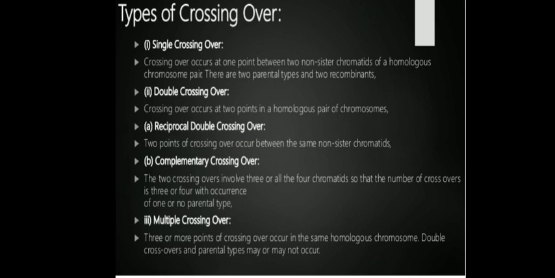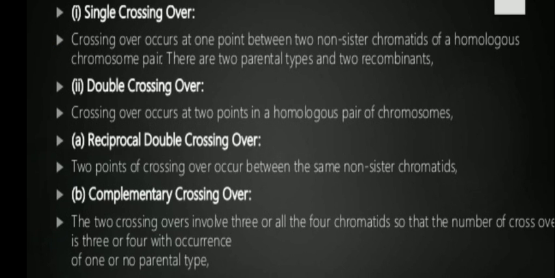Now there are different types of crossing over. There may be single crossing over, in which the crossing over occurs at one point between two non-sister chromatids of a homologous chromosome pair. Generally, if the crossing over occurs at only a single point, it is known as single crossing over. The second type is double crossing over. As the name itself indicates, here the crossing over takes place at 2 points in a homologous pair of chromosomes.